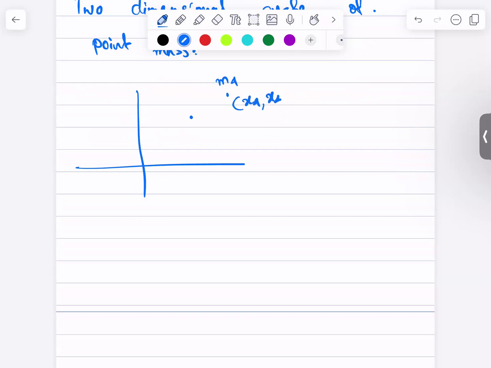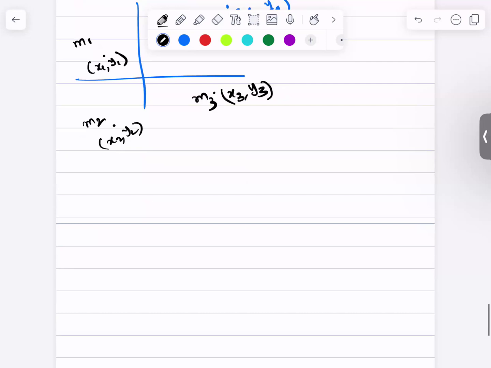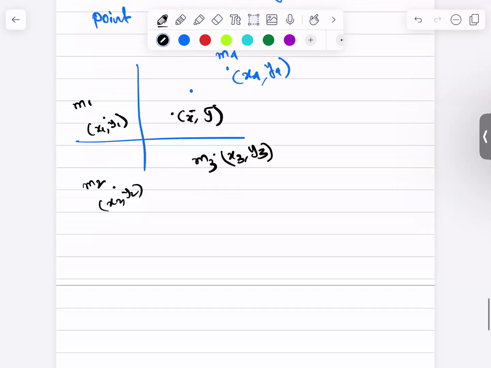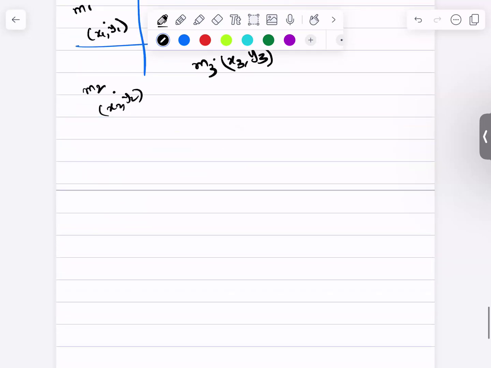Say at x1, y1, you have a point mass m1. There is m2 at x2, y2, and at x3, y3, I have point mass m3, and at x4, y4, you have m4, like that. So this forms kind of a system. Then my question is, what will be the center of mass, x bar, y bar? The same idea goes, and the formula is kind of the same.